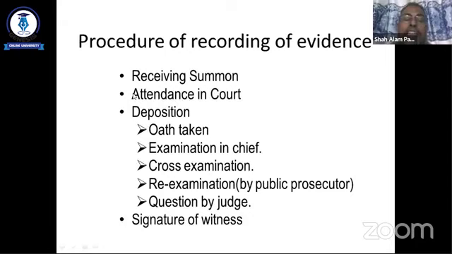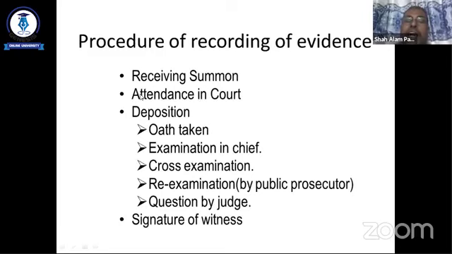Then deposition. Under deposition: first oath taking, examination in chief, then cross-examination, re-examination, and question by judge. And then you give the signature, and with the permission of the court, you leave the court. These are the procedures of recording evidence in the court.